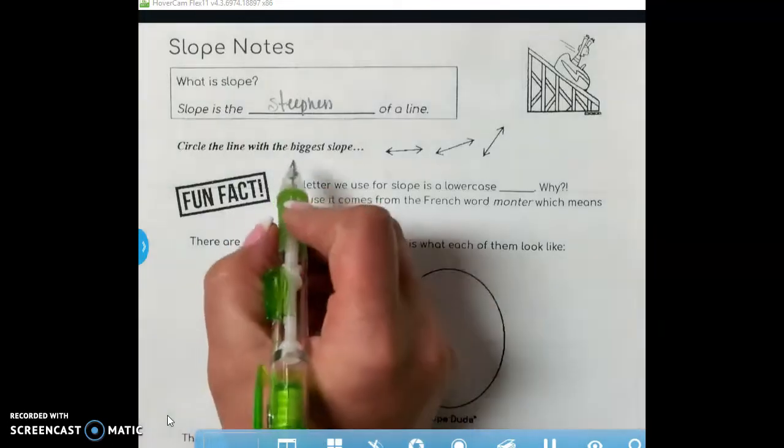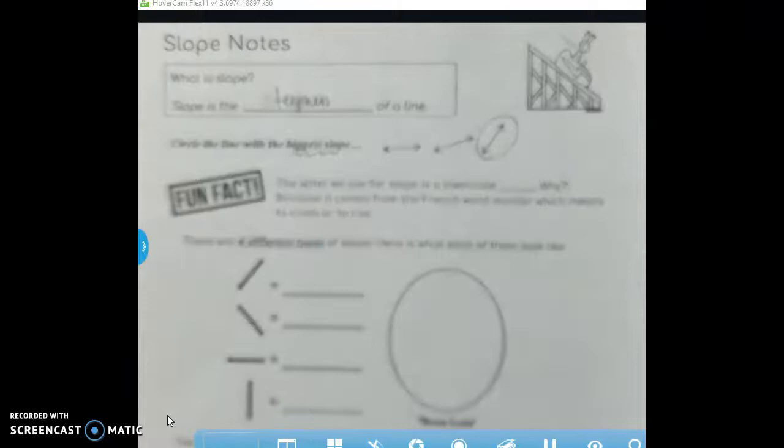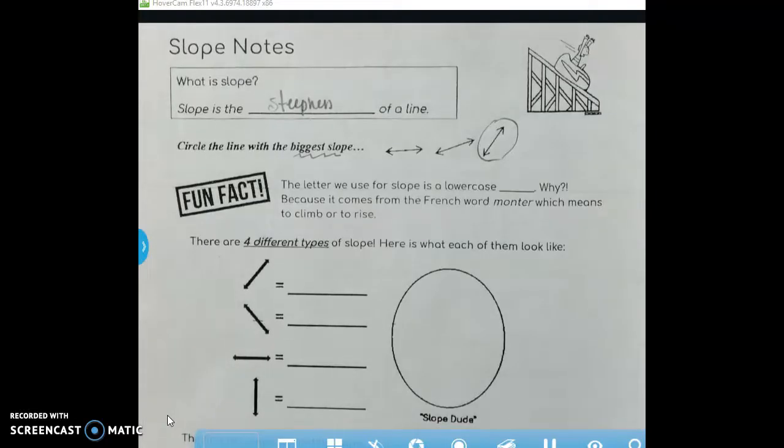So we're going to talk about why this value is the biggest slope in the near future. But the steeper the line, the sharper it is rising, it is going to be creating the biggest slope. So let's discover a little bit more.